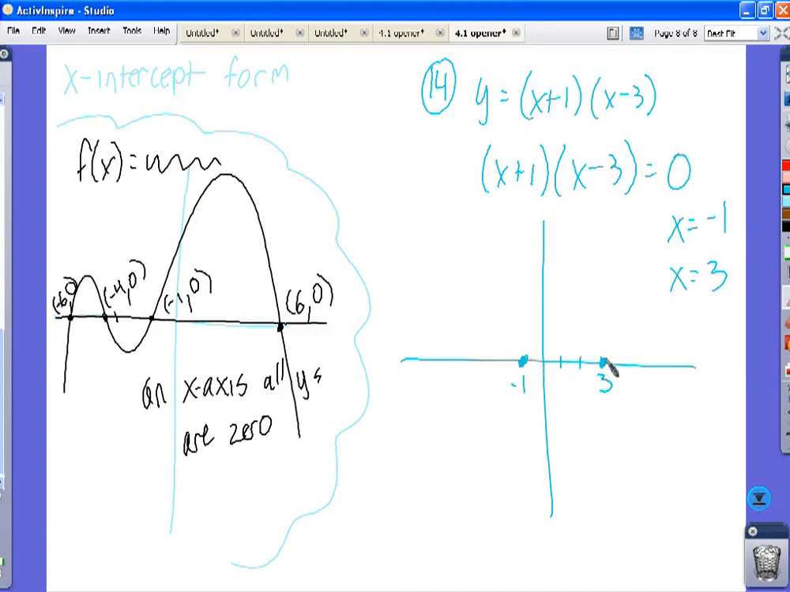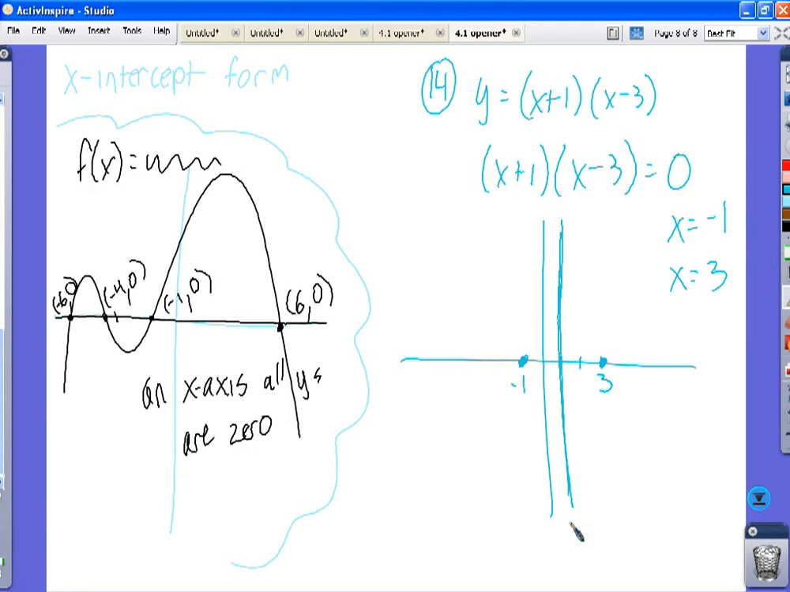So, we have these two x-intercepts. Where will the vertex be? In between. Alright. How far in between? Smack dab in the middle. Right? So where is right in the middle of these? 1. Yes, 1.